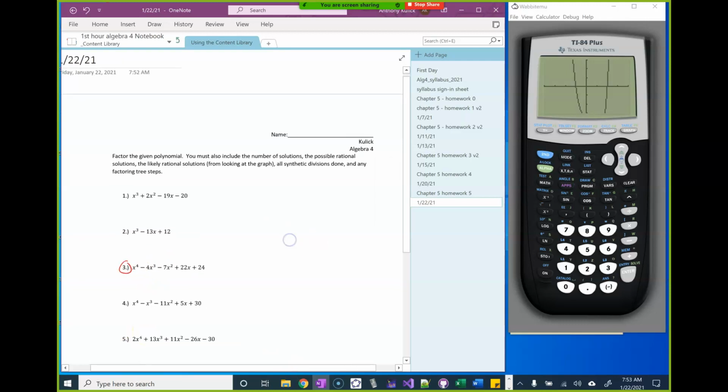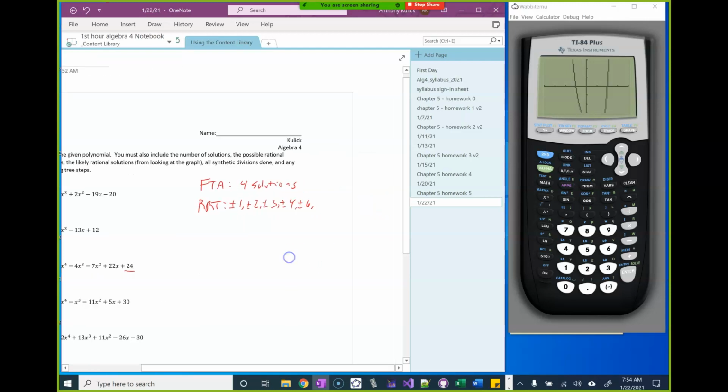All right. I start off by noticing that there should be 4 solutions because the degree of that polynomial is 4. I know that my possible rational solutions are going to be the factors of 24 divided by the factors of 1. So the factors of 24 are 1, 2, 3, 4, 6, 8, 12, and 24.